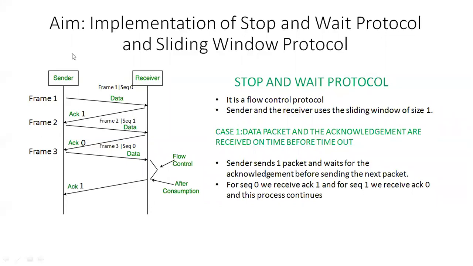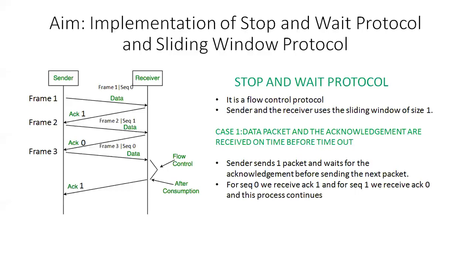Here you have to remember one thing. When the data is sent with a sequence number and once the data is received, you will be receiving an acknowledgement. So the receiver receives the frame and the sender receives the acknowledgement. And the numbers here will always be zeros and ones.